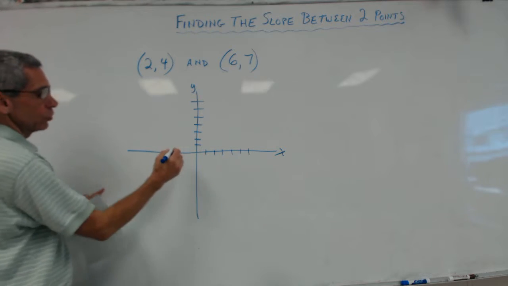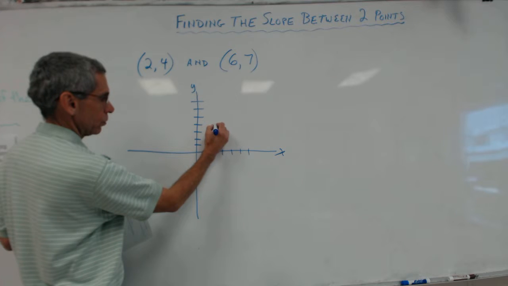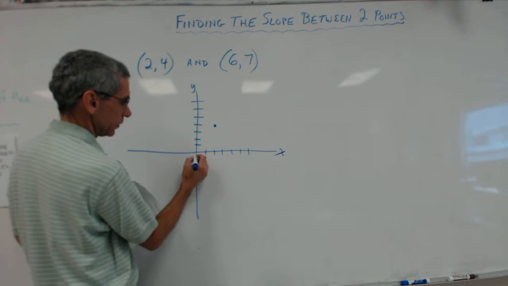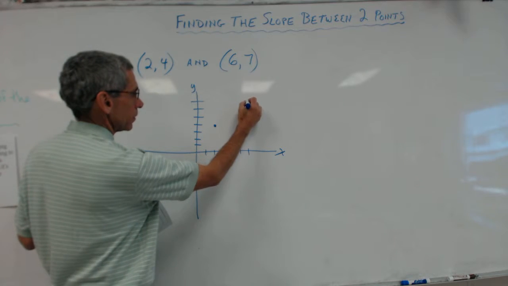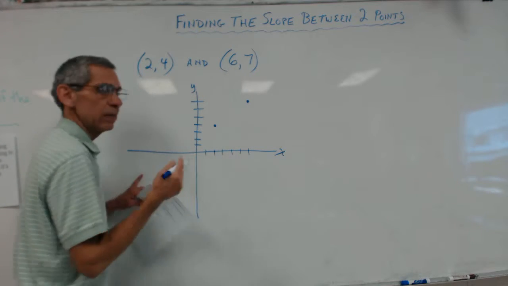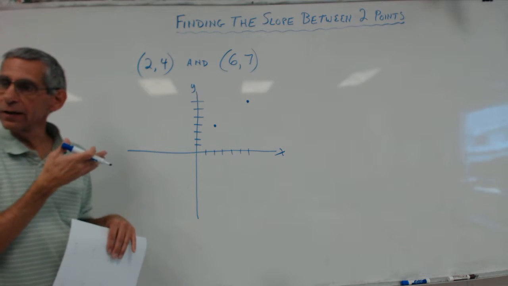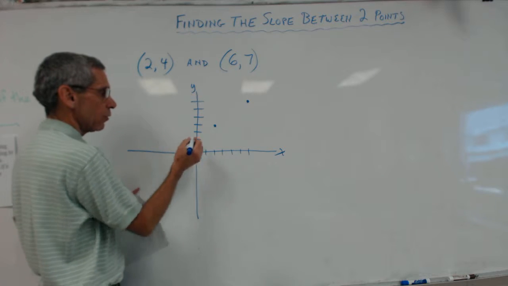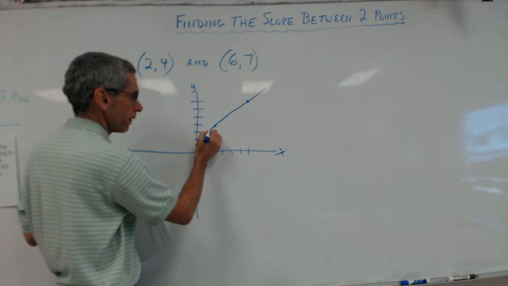All right, so (2, 4): over 2, up 1, 2, 3, 4, about there, right? And the next one is (6, 7), so there's 6, and 7 is up here. Then you just draw a line, right? You don't even need to draw the line technically, because the line doesn't really help you find the slope. You can if you want. We're looking for that slope. But how would you? Let's just try it.